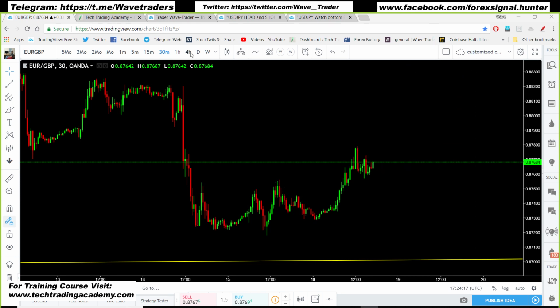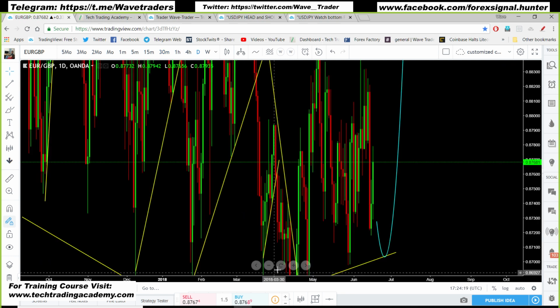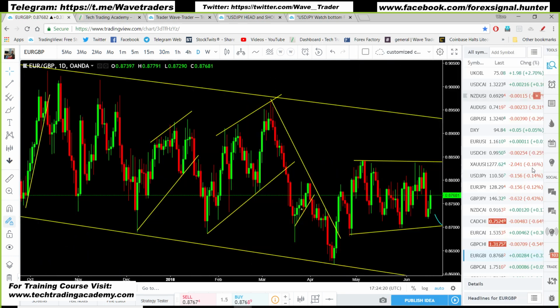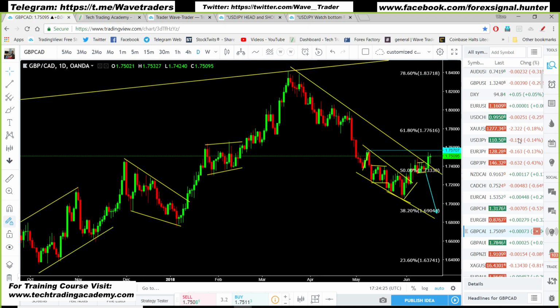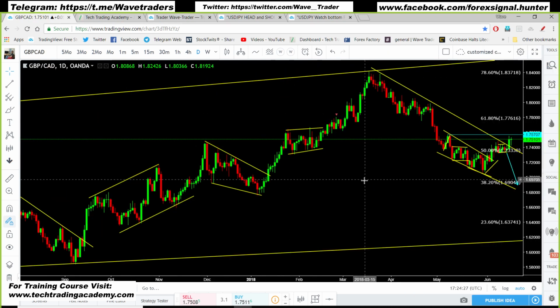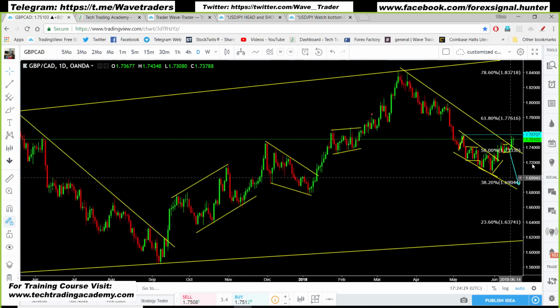Go for the trade setup where the potential is bigger. Buy on the euro pound from the bottom. So pound CAD, one more drop. The correction is just getting bigger.